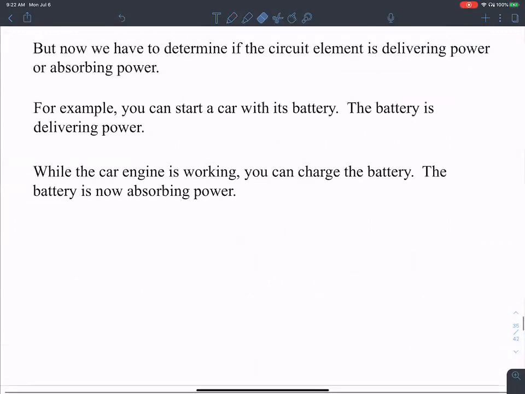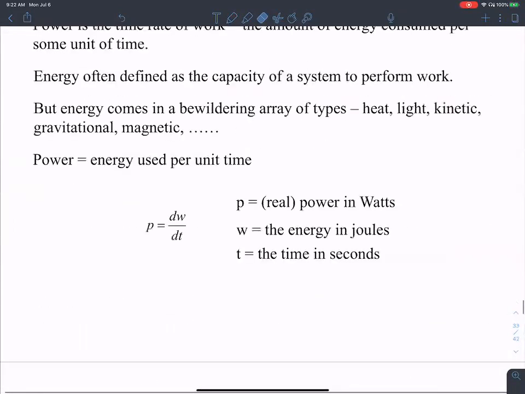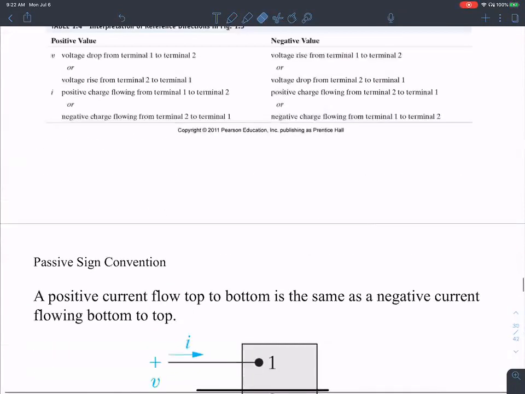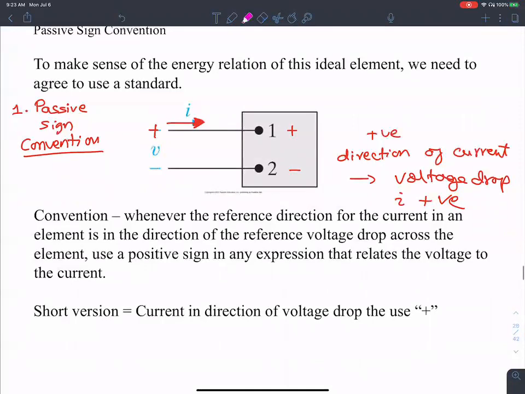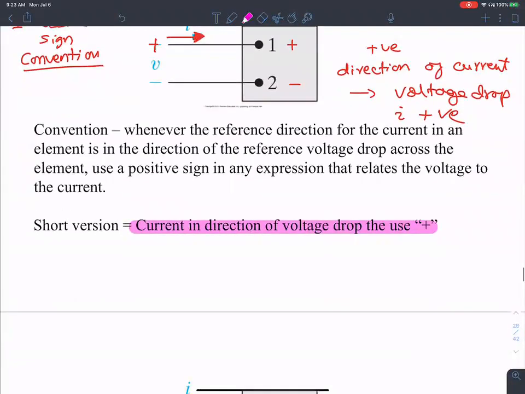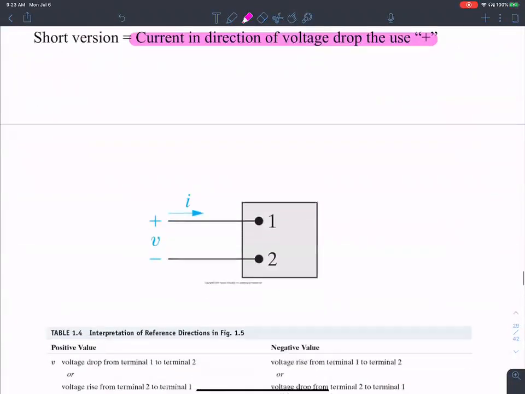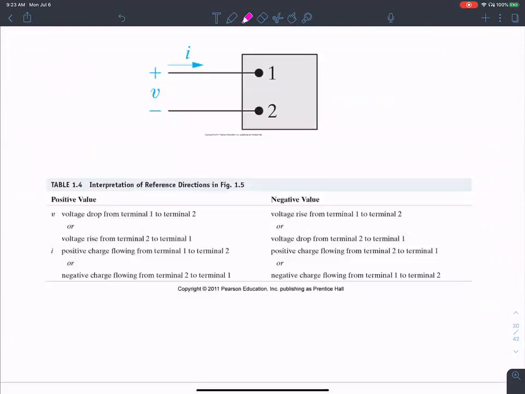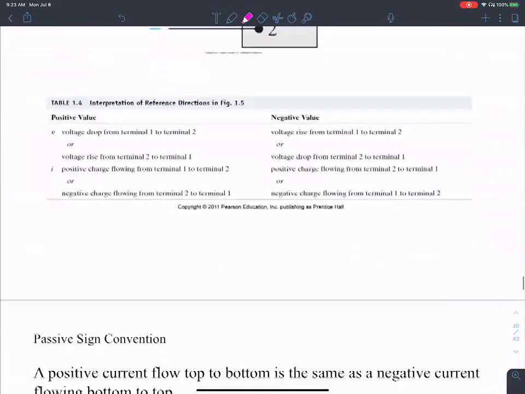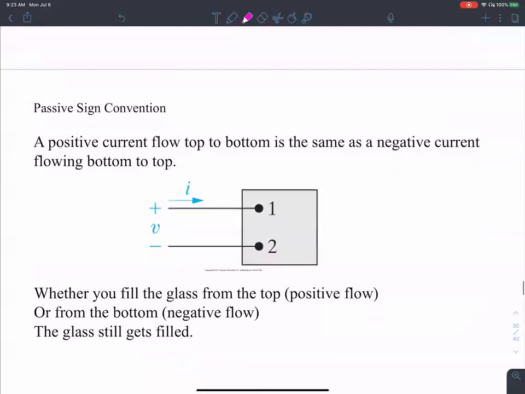Let me slowly scroll back up. So that's the passive sign convention that I follow. The current in the direction of voltage drop, we use positive. That's the short version. Current against the direction of voltage drop, we use negative. That's the idea of passive sign convention.